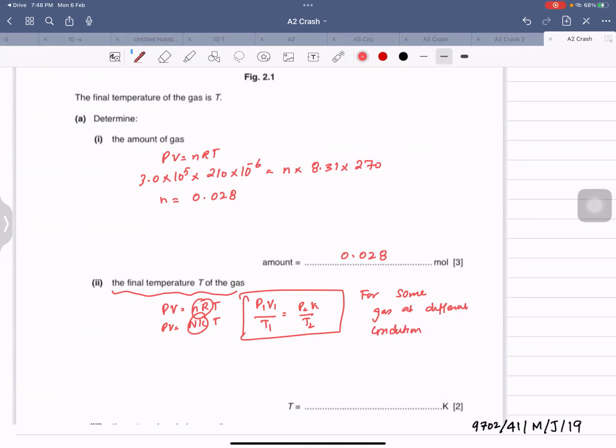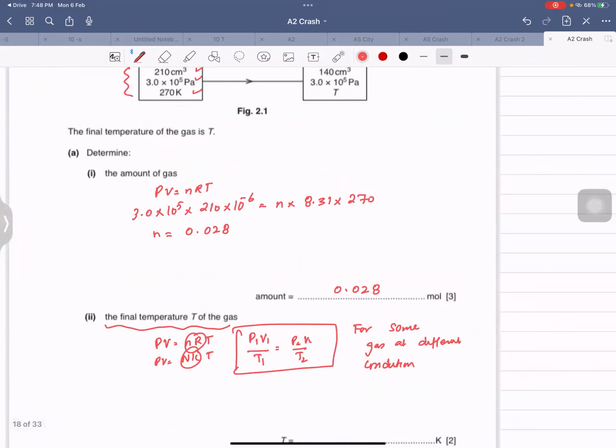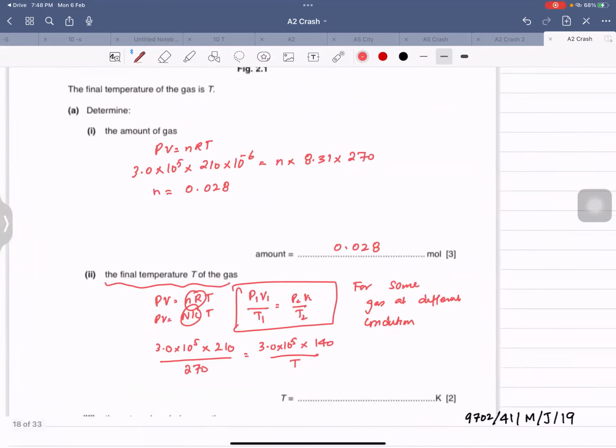Now what you're going to do is you're just going to add things into this. So the first pressure was 3.0 times 10 raised to 5, and the volume was 210. You don't need to convert anything. The answer will be in whatever units you're finding in. And the temperature was 270. In the other condition, it was the same pressure, different volume, and different temperature. Can you quickly find this, please?